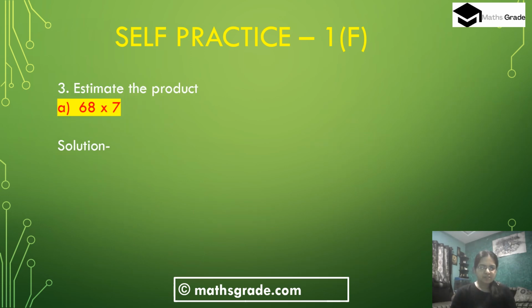Now question number 3. Estimate the product. First bit A. 68 multiplied with 7. We have to estimate this product. Estimation. That is 68 rounded to the nearest 10. Here the unit place digit is 8. 8 is more than 5, so add 1 to the tens place digit. Now 6 changes to 6 plus 1, that is 7, and this unit place digit 8 changes to 0. So 68 rounded to the nearest 10 will be 70.